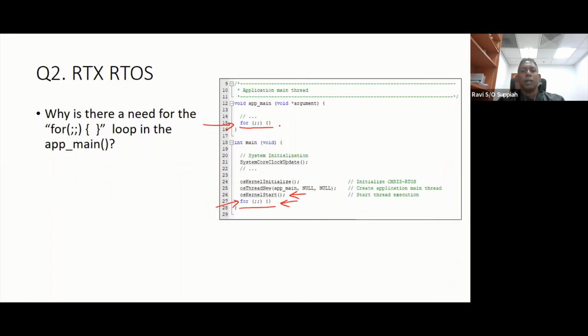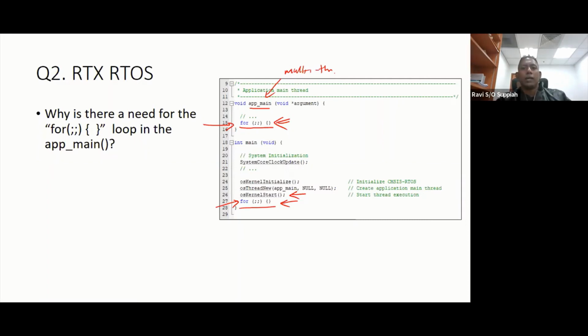But what we are interested in is this particular for loop over here, and the reason why we have a for loop in the task. So this main is the task that we are running. That means this is in the context of the multi-threaded environment. And in the multi-threaded environment, if you remember the last lesson we had, we said that the tasks are designed to run forever.